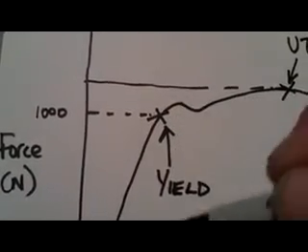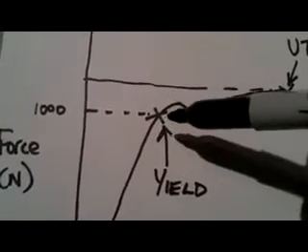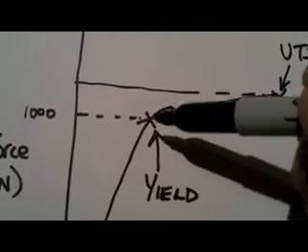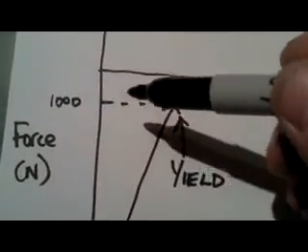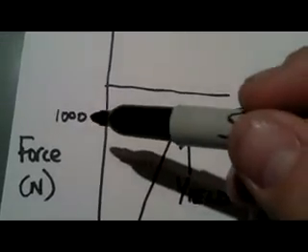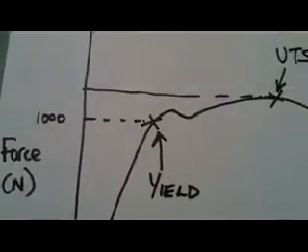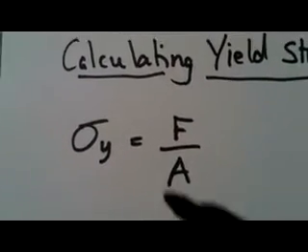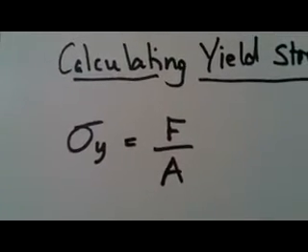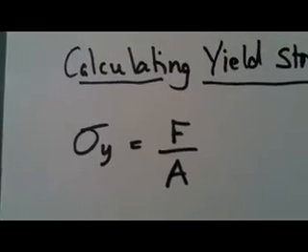All you've got to do is find the end of the straight line. As soon as it starts to curve, that's when plastic deformation occurs. So I've read off my graph, gone across, and it's about 1,000 newtons, I've said. So that's the force. Once I know the force, then the other part of the formula is the area, and that's the area of the specimen itself.